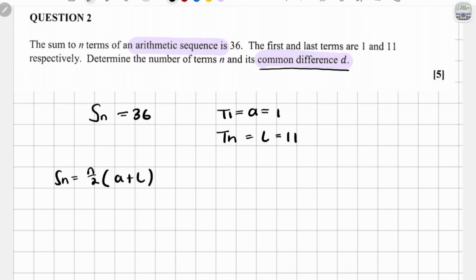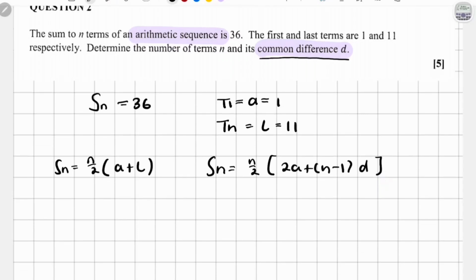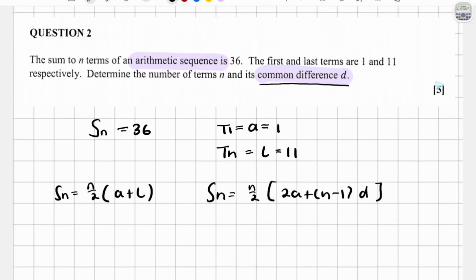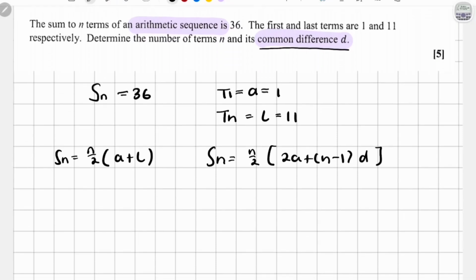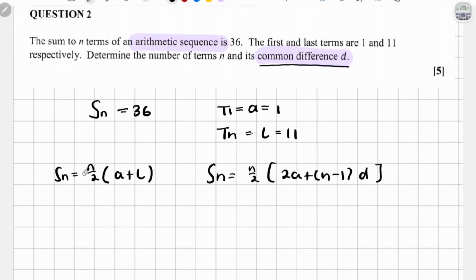The only sum of terms formula of an arithmetic sequence that includes that common difference is this one. Sn is equal to n over 2, open bracket 2a plus n minus 1, multiplied by d, right? Now, it seems as if both of them will be helpful in this, and this is for 5 marks, so it makes sense. Both will be helpful because in this one, we have A and L, which you can substitute there.